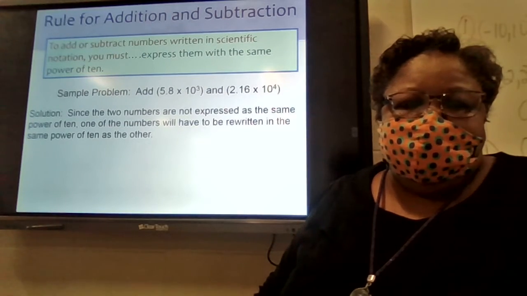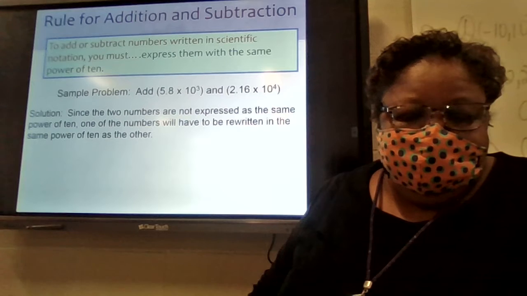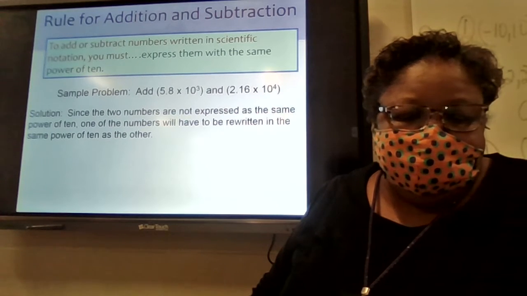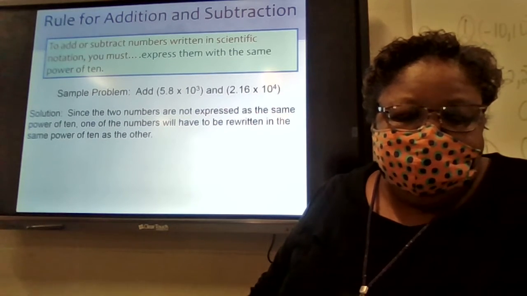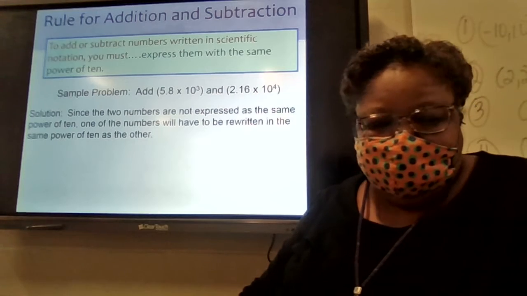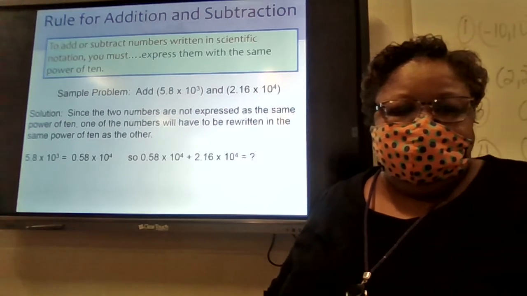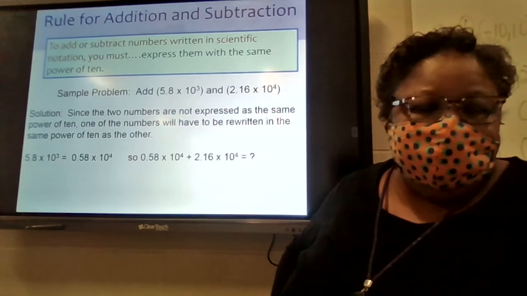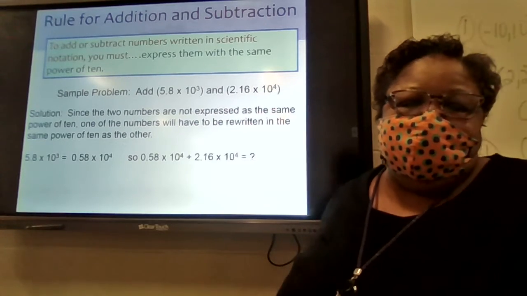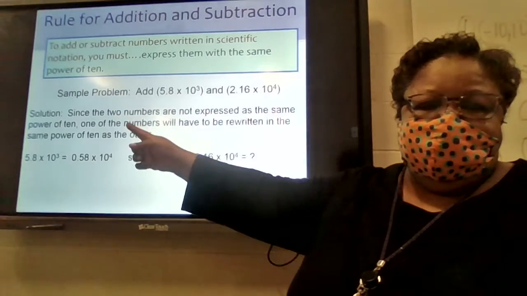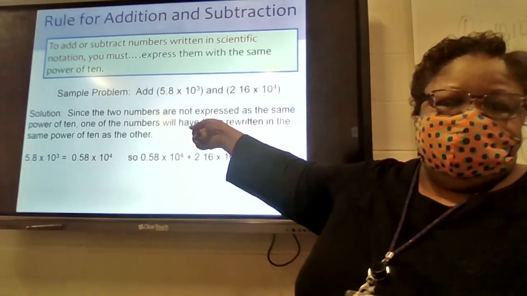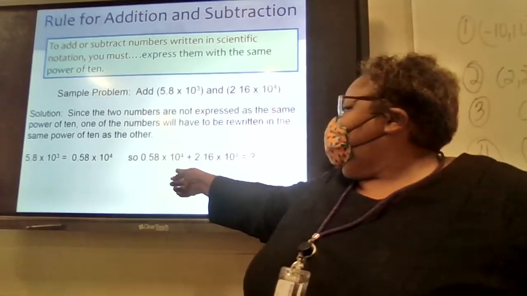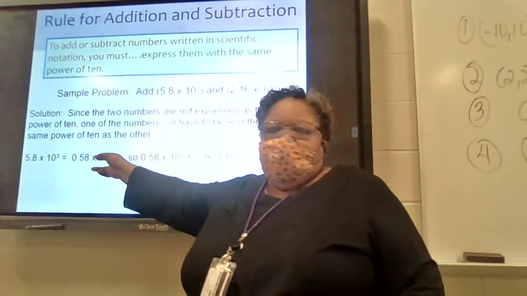Since the two numbers are not expressed as the same power of 10, one of the numbers will have to be rewritten with the same power of 10 as the other. So you want to write that down. 5.8 times 10 to the third. If I move my decimal 1 to the left, then I can add 1 to my power of 10 here.